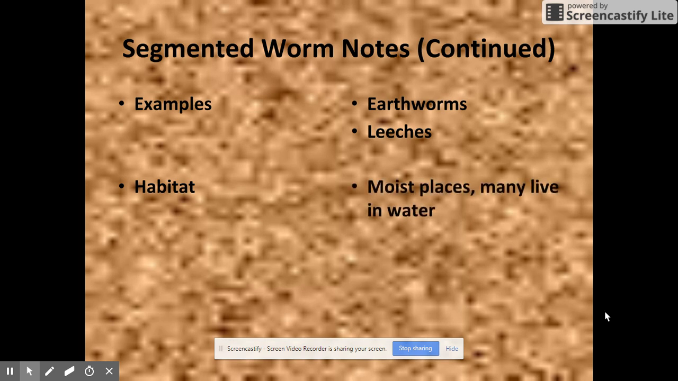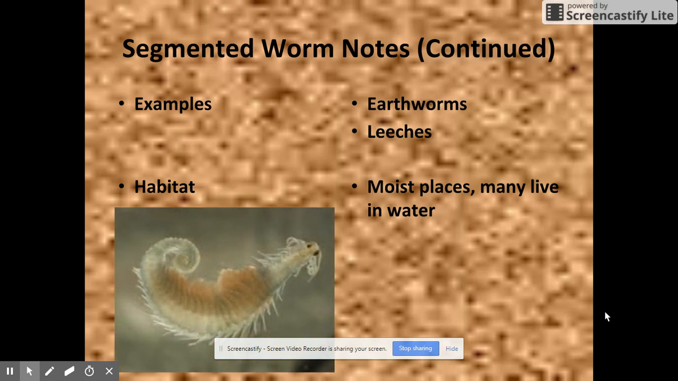All right, they have to stay in moist places. Okay, most of them are in water. If they don't have this moisture on their body, they will dry out and die. That's why you see a bunch of little shriveled up earthworms on the concrete, because they didn't make it back in time. There's the picture.